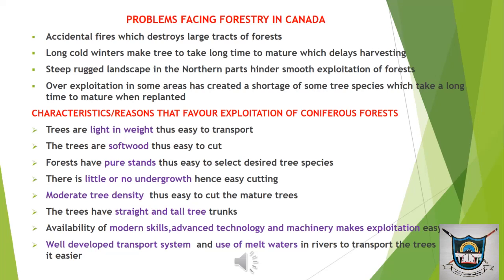The trees have tall, straight tree trunks. They have a variety of modern skills, advanced technology and machinery, which makes the exploitation easy. And then we have a well-developed transport system and the use of meltwaters in rivers to transport the trees and make it easier. Those are now the characteristics or the reasons that make it easy for exploitation of the coniferous forests in Canada.